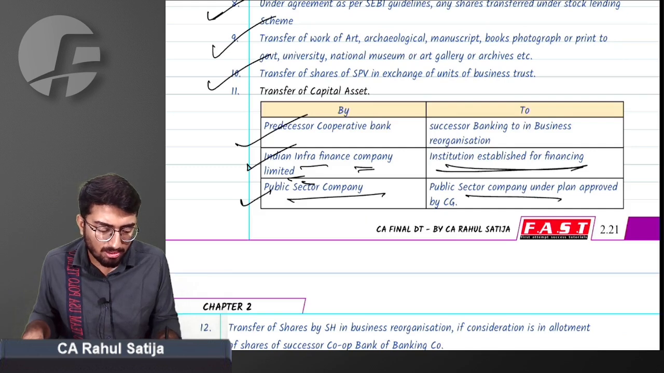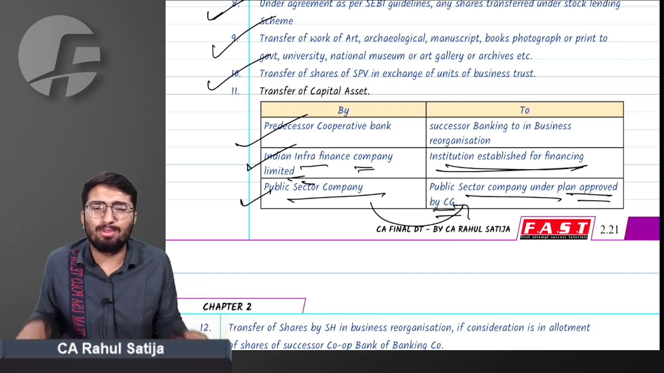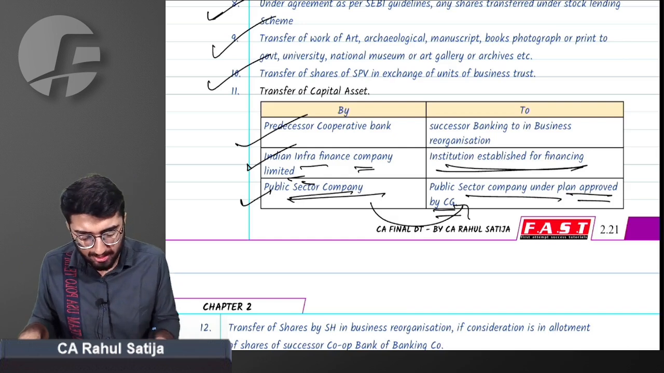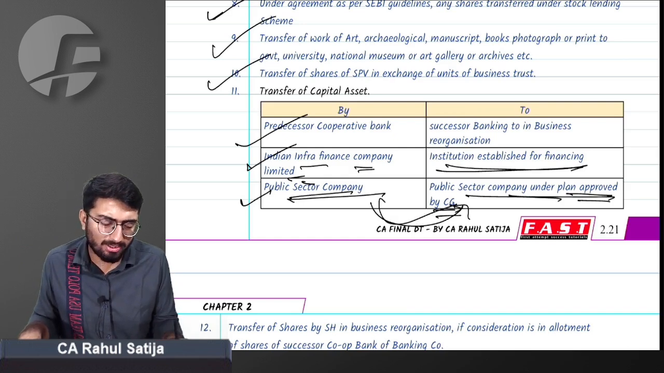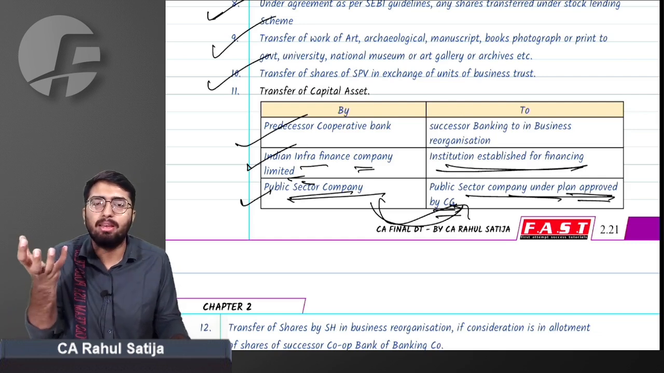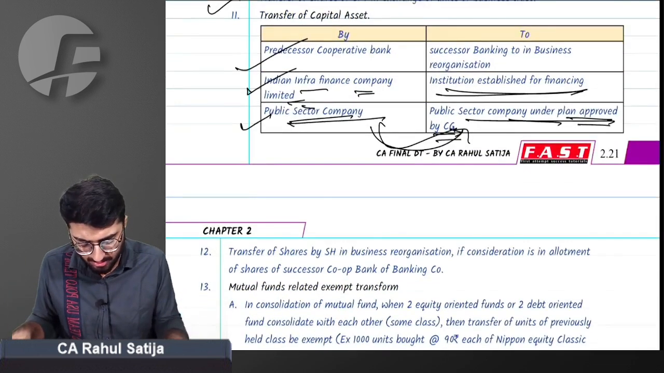If any public sector company transfers capital assets to another public sector company under the plan approved by the central government, it will also be an exempt transfer. Normally, whatever central government approves, it will be an exempt transfer only. So a public sector company transferring capital assets to a public sector company under a plan approved by CG. For example, BHEL merges with SAIL. So any transfer of capital asset will be an exempt transfer in that sense.